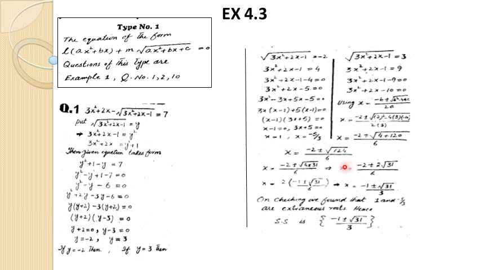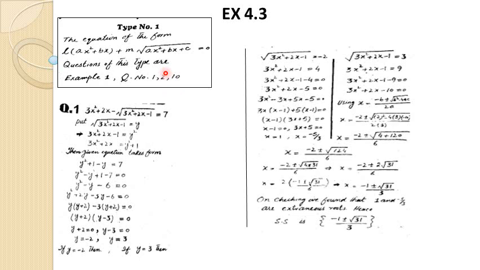Simple algebra. But now please check whether there is any extraneous root or not. Checking means that all the values should be put into the equation. On checking we found that 1 and this one are obtained as the real roots. Hence 1 and 5 upon 3 are extraneous roots, meaning these are extra roots, they are not satisfying the whole equation. It means that this is the answer because it satisfies the original equation, after checking.